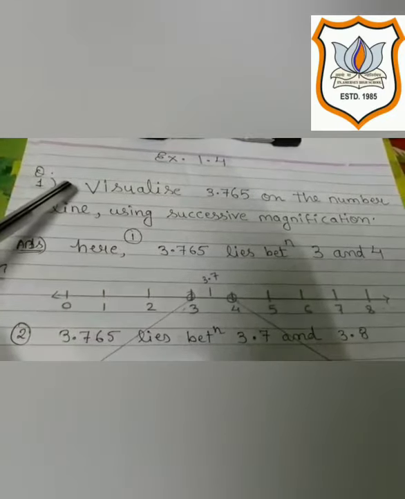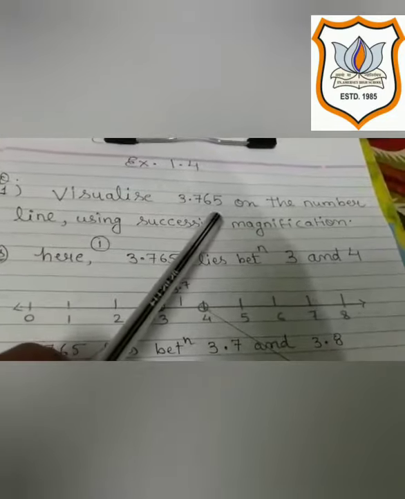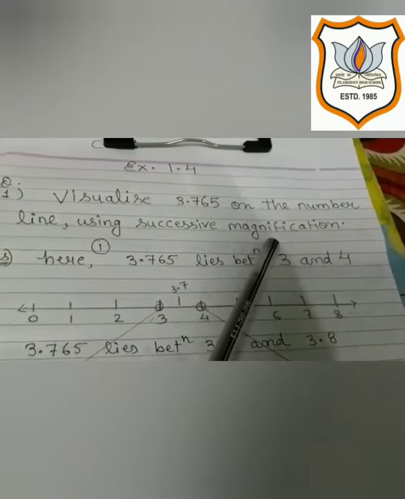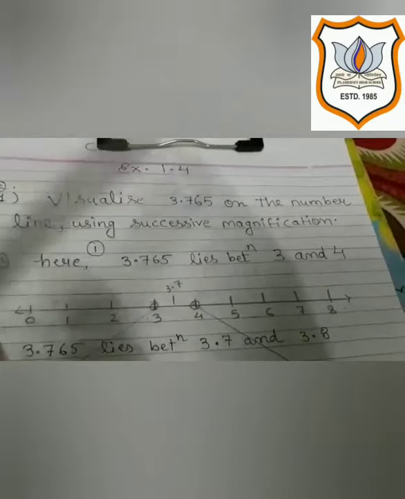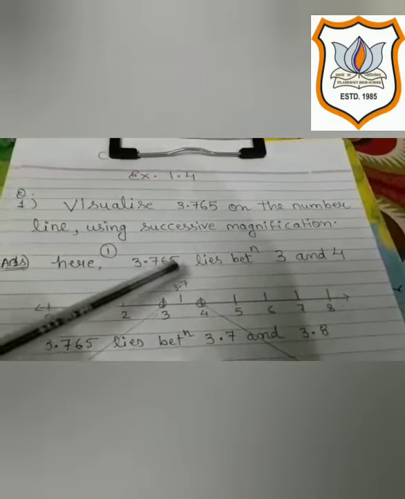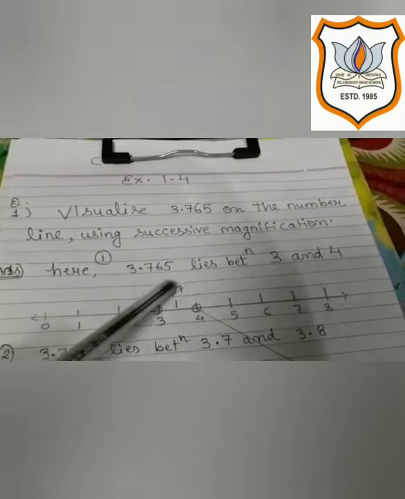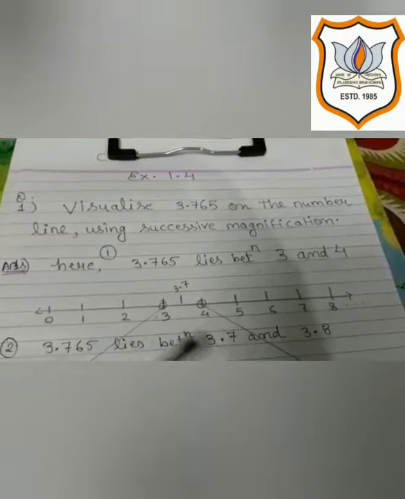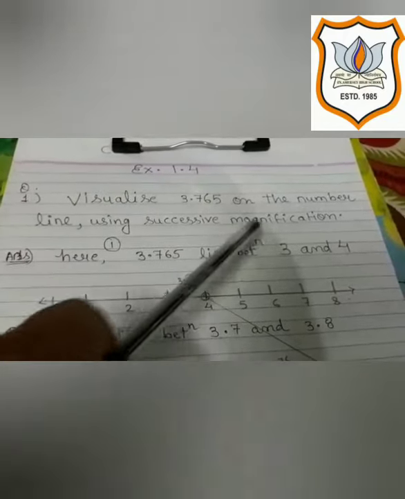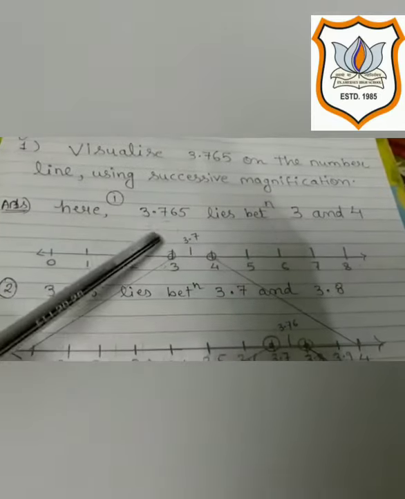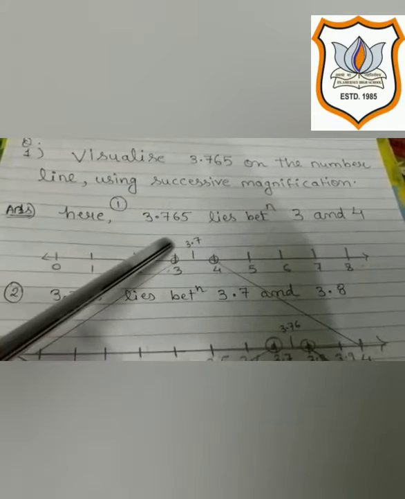Okay, exercise 1.4, chapter 1. The very first question: visualize 3.765 on the number line using successive magnification. This question is just like that example we have discussed above. Here we have 3 digits after the decimal place, and we need to represent it on the number line with expansion, with the magnification process.